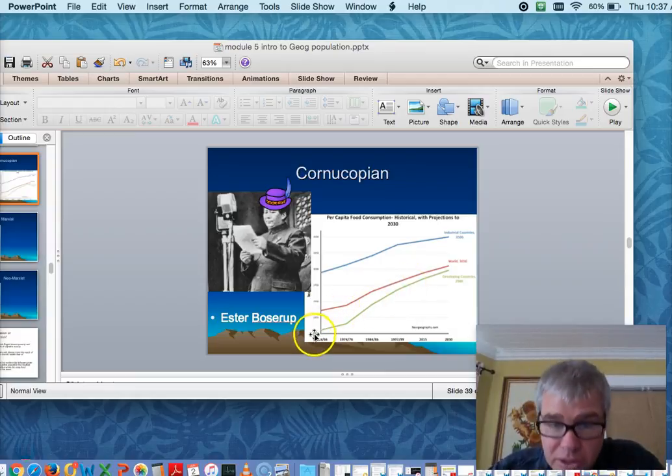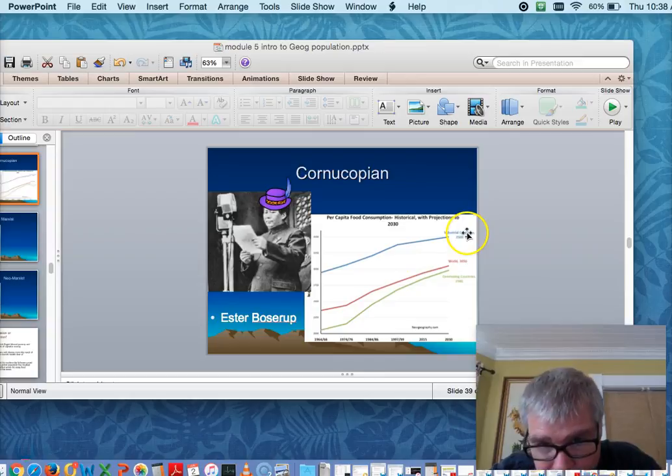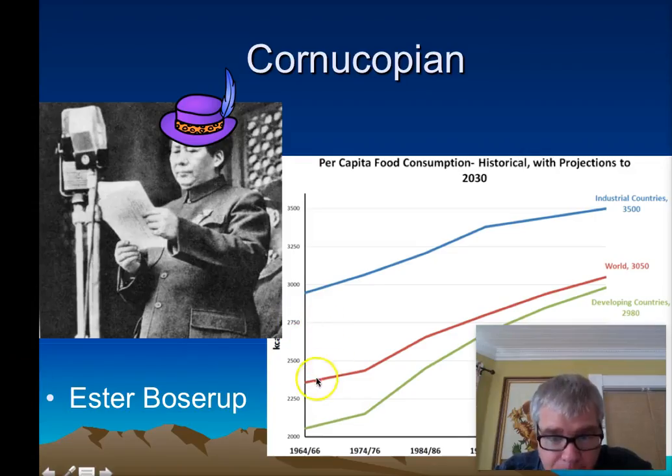It's true. This is a graph that shows, let's focus on the red line, which is just the world. This one has to do with industrialized countries versus non-industrial, but let's focus on the world. What is on this other axis here is calories per day. And this is the year.